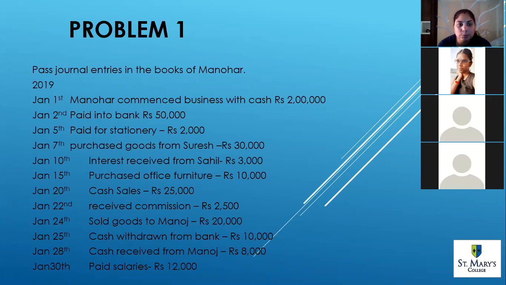So go back to your journal pro forma. Put the date in the date column as January 5th. Come to the particulars column. In the first line, write stationery account. Leave some space, write DR. Come to the next line. Leave some space and write to. And then write cash account. So stationery account debtor to cash account. This is how we read it. January 5th, stationery account debtor to cash account.